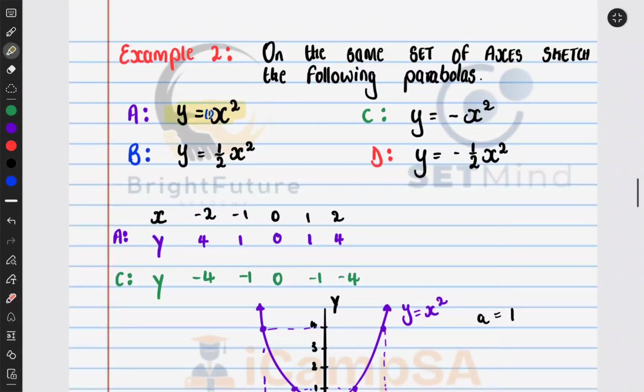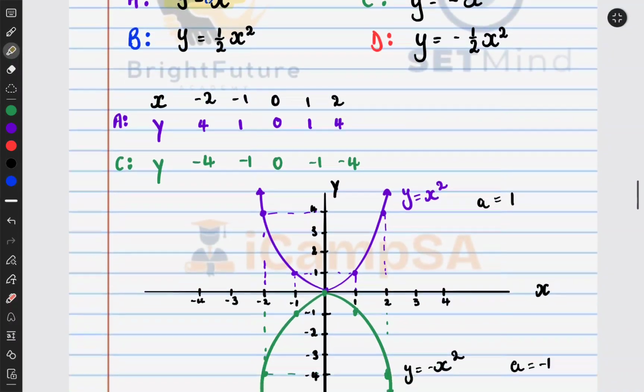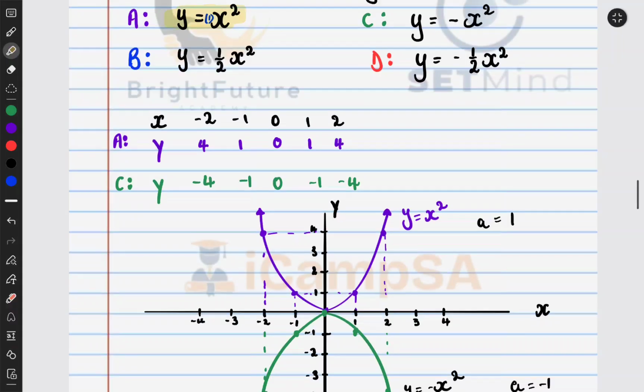Okay, once again, let's also just do b and d, because you can see that for function b, a is equal to 1 over 2, and then for function d, a is equal to negative 1 over 2. So what has just happened here? The value of a is still 1 over 2 for both functions, but the one is negative and the other one is positive.